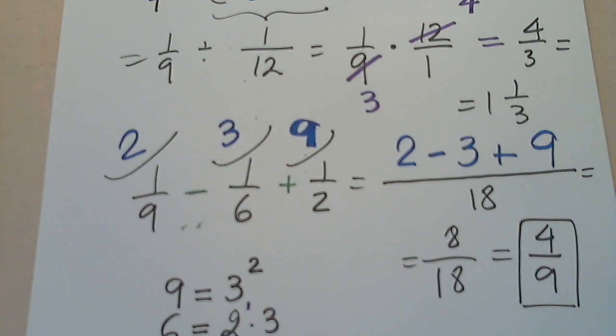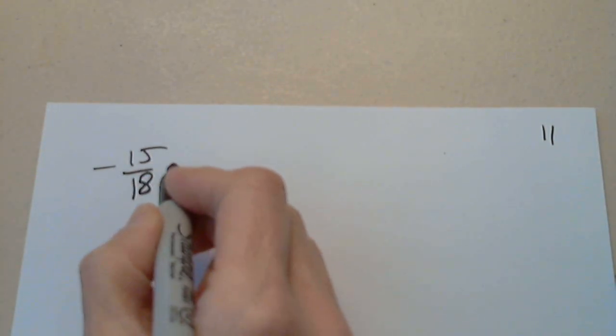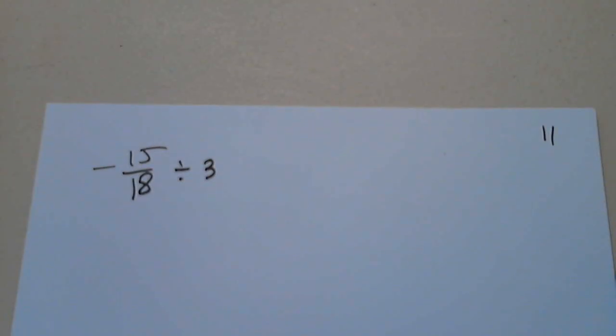Okay, so we know how to do this. Yes, I want to divide this. Okay, I'm on page 11. So we have negative 15 over 18 and divided by 3.